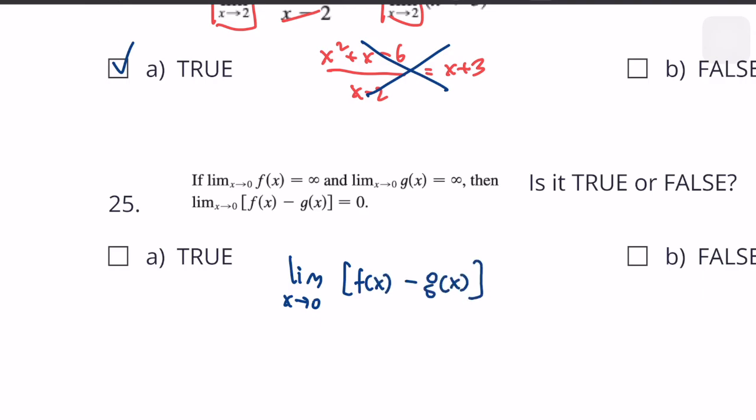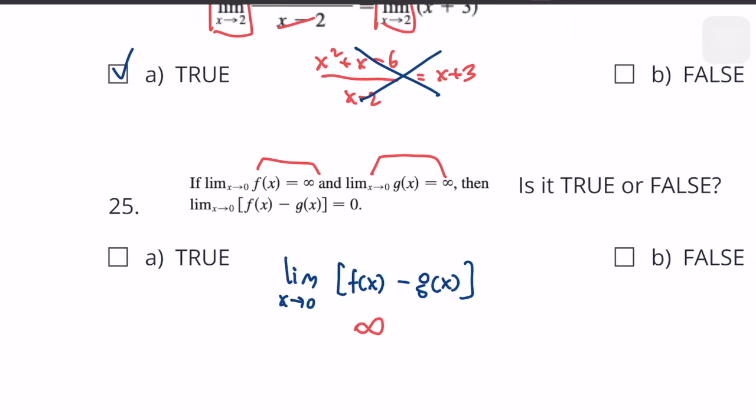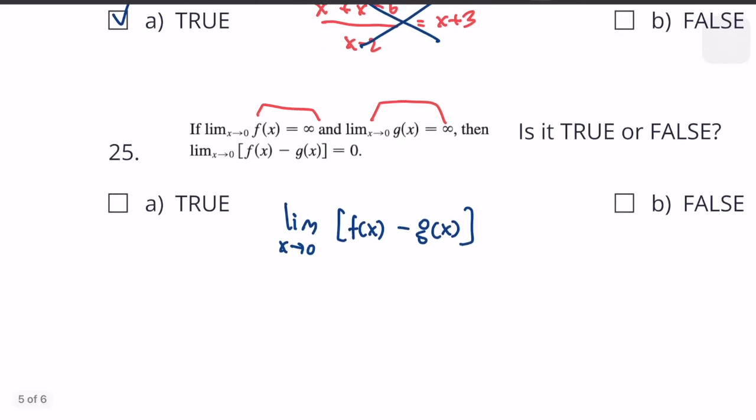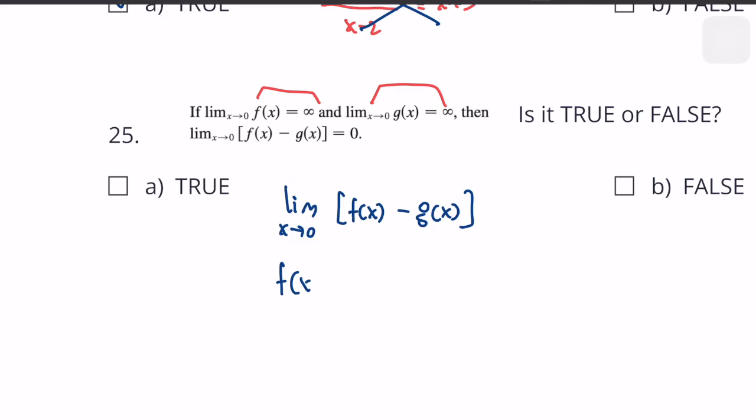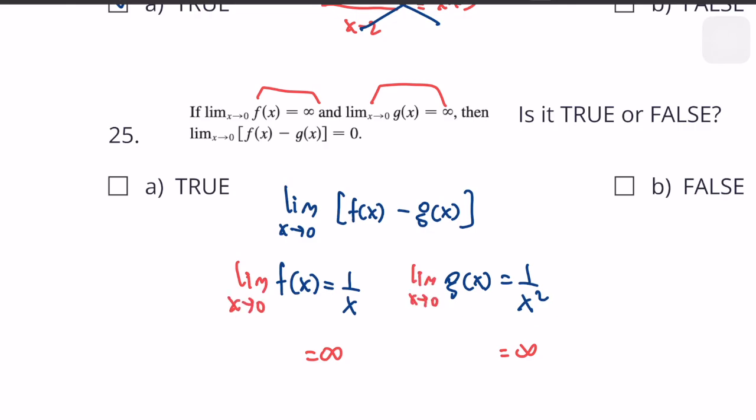Okay, so if the limit as x approaches 0 of f is infinite, and the second one is infinite, again, you cannot make it infinite minus infinite. This is not true, because we are not sure what f is. We can think maybe f of x is 1 over x, g of x is maybe 1 over x squared. Both of them are going to infinity as x approaches 0, right?